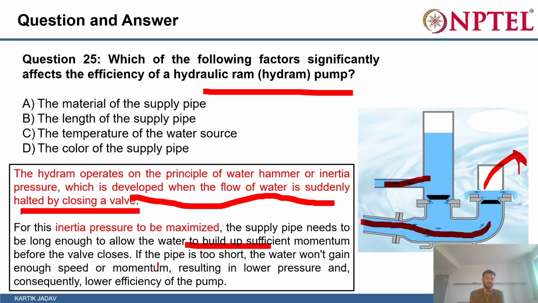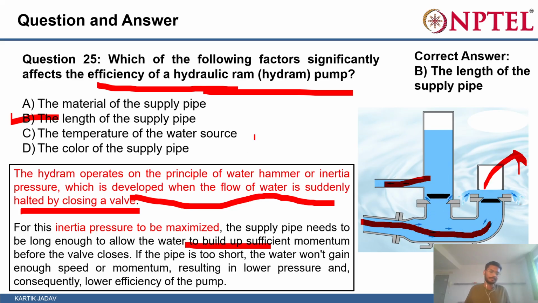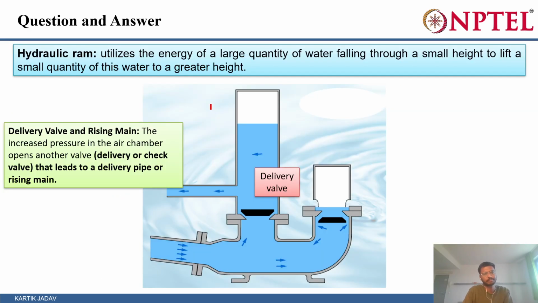To provide sufficient momentum before valve close. The correct answer is length of the supply pipe. It is the main criteria that significantly affects the efficiency of hydraulic ram or hydram, also known as the water hammer, as it works on the water hammer principle. So yeah, this is the hydraulic ram.